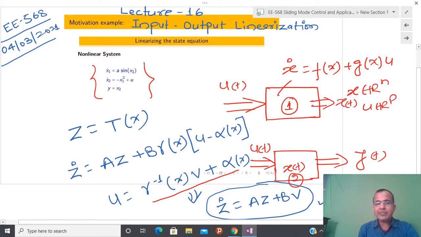Non-linear, non-linear, because I have sin x2. And what about output y equal to x2? Is that a linear relationship or a non-linear relationship? Linear. Linear relationship. So what we found here is that my system, whatever the input-to-state relationship, is non-linear, but the output in this particular case is linear.